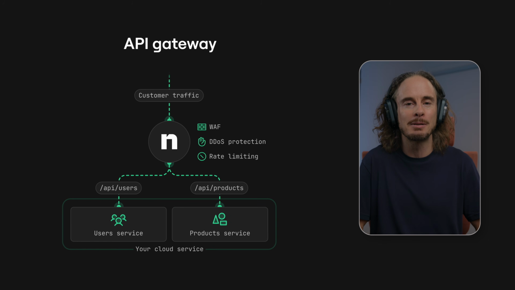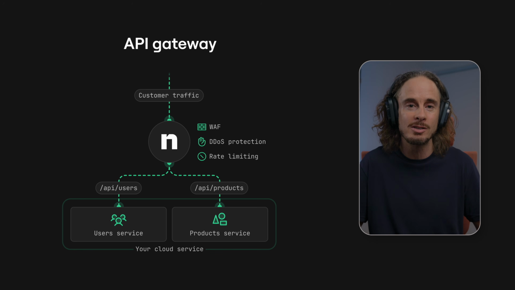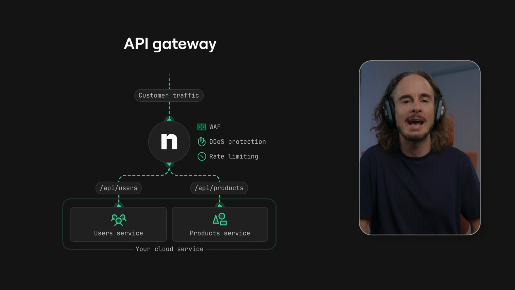And instead of re-implementing the same rate-limiting, WAF rules, and JWT validation across every API request, you can centralize them using ngrok as an API gateway, acting as the first line of defense for all your API traffic, including DDoS protection. But ngrok isn't just a gateway for inbound traffic.